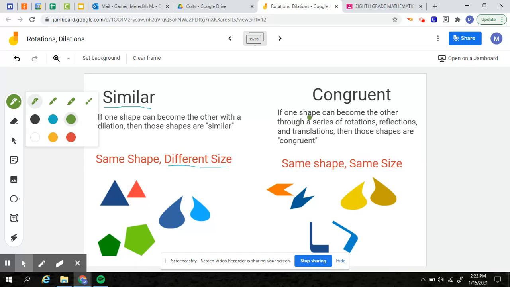All of the other movements result in congruent shapes. So if one shape can become the other through rotation, so that means to turn, reflection, that means to flip, and translation, which means to slide, then they're considered congruent. So notice it's the same shape, it's the same size. They're just probably facing a different direction or in a new location on your coordinate grid.